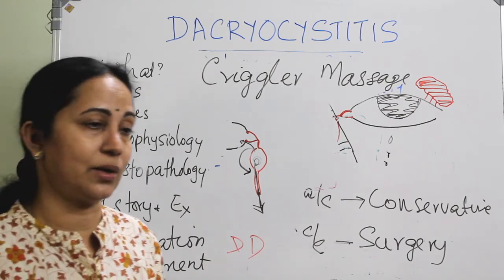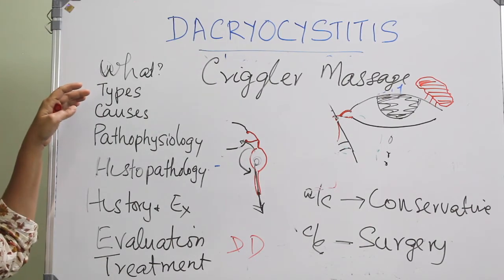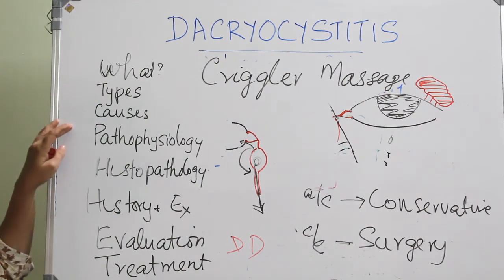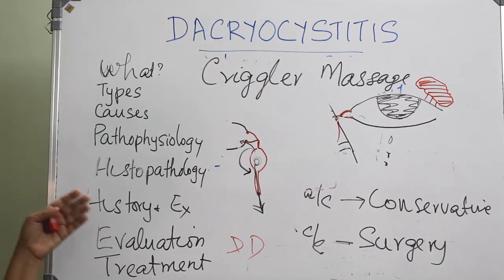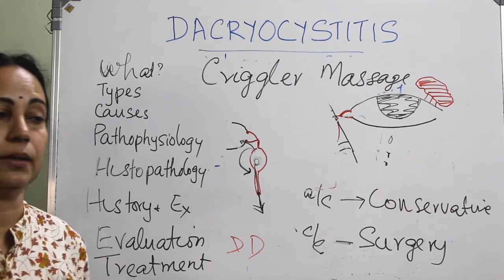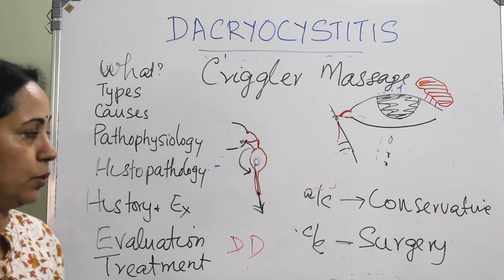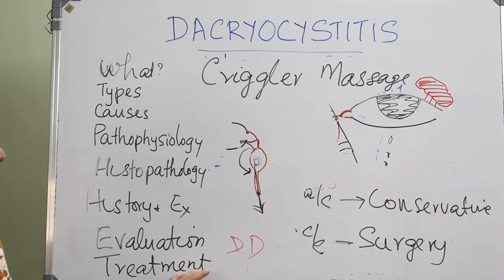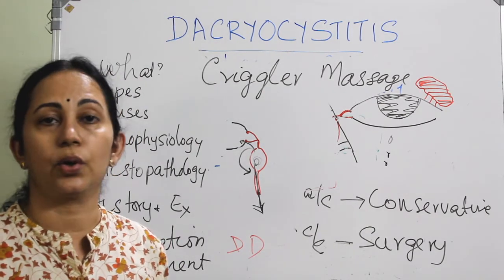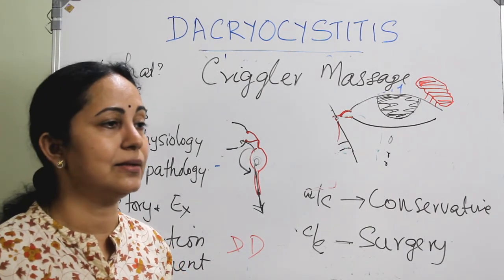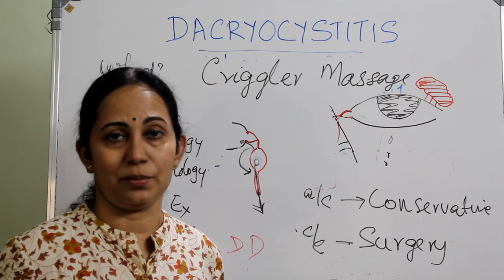So that is all about dacryocystitis. I explained what dacryocystitis is, what the types are, both acute and chronic, again congenital and acquired. Then pathophysiology, I already told you, histopathology, and this can be diagnosed very easily by taking a proper history and examination. Okay, and treatment in acute cases is conservative management, and in chronic cases, for the ENT surgeon, the preferred procedure is endoscopic endonasal dacryocystorhinostomy. Okay, thank you.